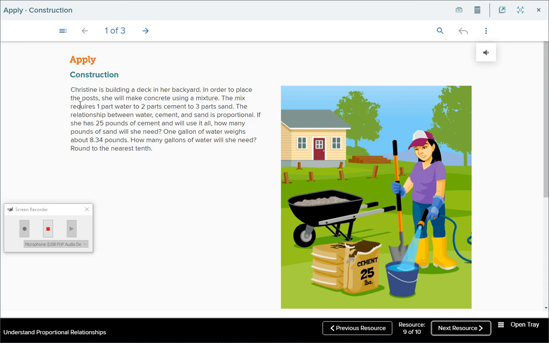Now, on the next part, it says 1 gallon of water weighs 8.345 pounds. How many gallons of water is she gonna need? Round to the nearest 10. Well, what do you think we're gonna do here? How are we gonna figure out how much water she needs? Somebody give me an idea. Chase? You could divide the cement, or you could multiply. Can I do a proportion again? Can I say 1 water to 2 cement equals, 25 cement and X water?